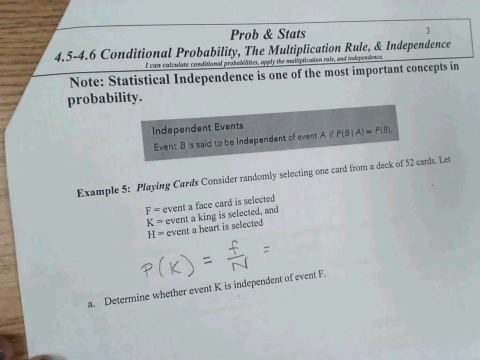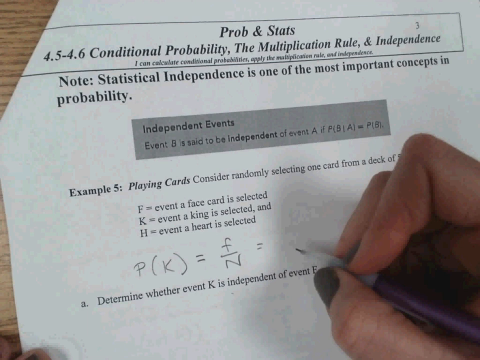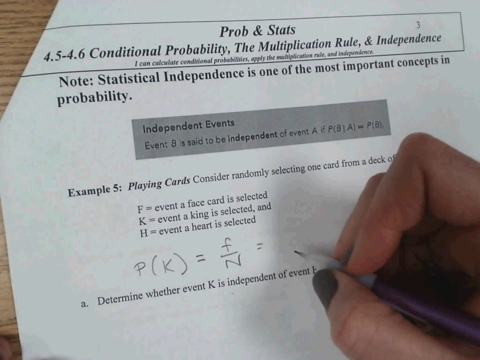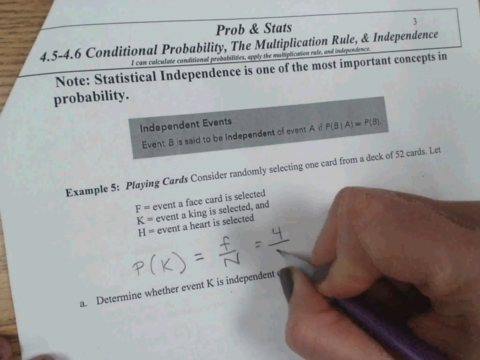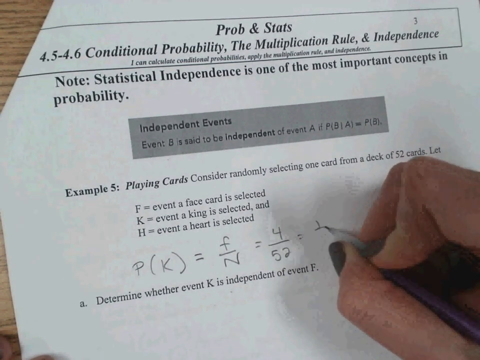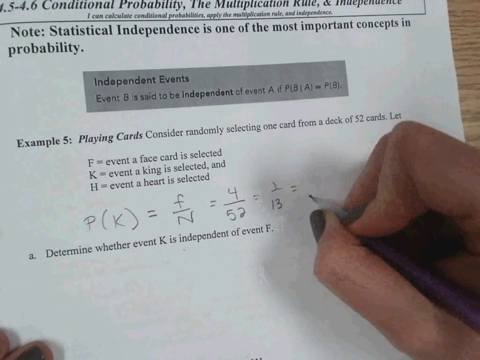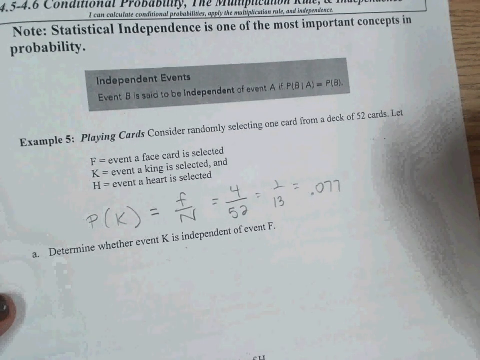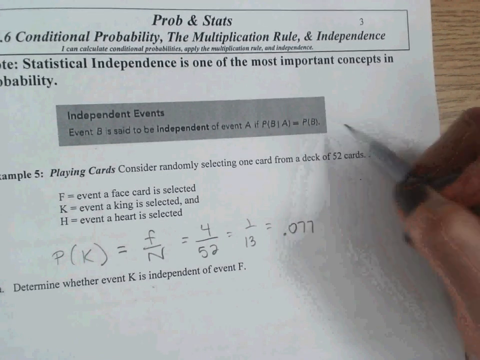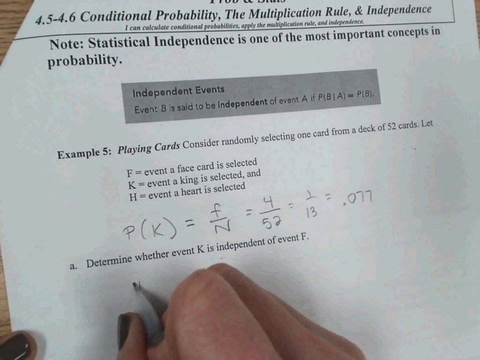So, the probability of drawing a king. How many kings are there? There are only 4 kings, 1 per suit, so 4 out of 52, or 1 out of 13, which is a 0.077 chance. So now we know what we're comparing to.